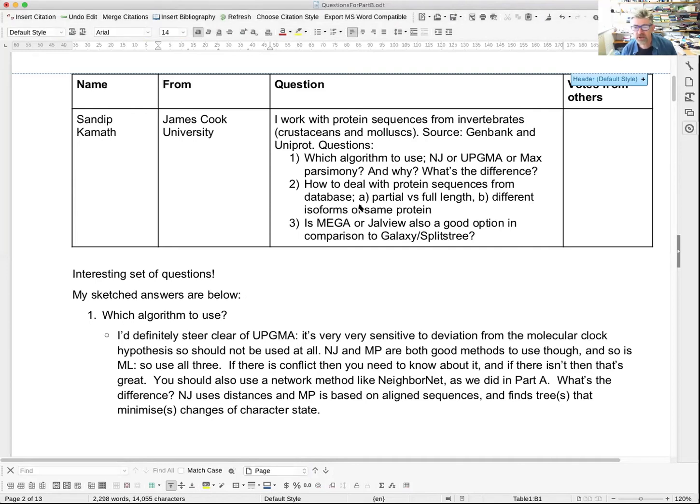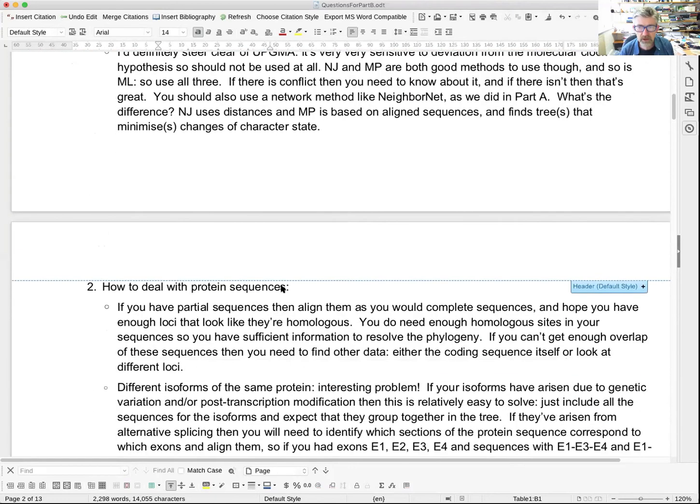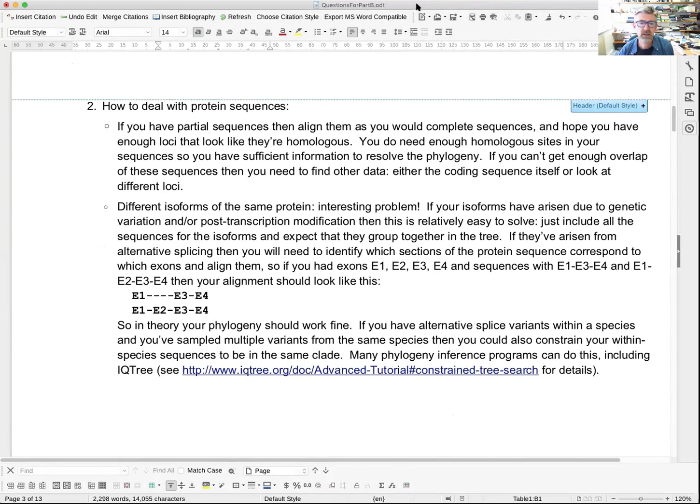Okay, so the next question is how to deal with protein sequences from a database when you have partial sequences versus full-length sequences and different isoforms of the same protein. So this is a different kind of a question. So my response to that would be, this is on the next page, I hope you can read this text.